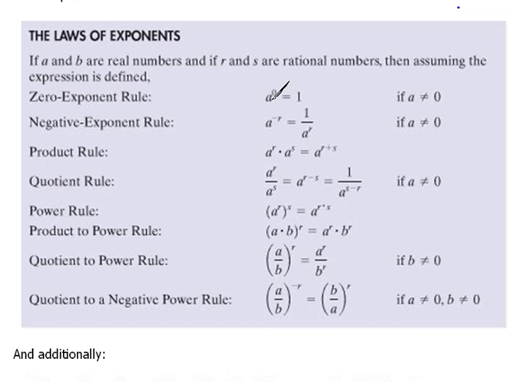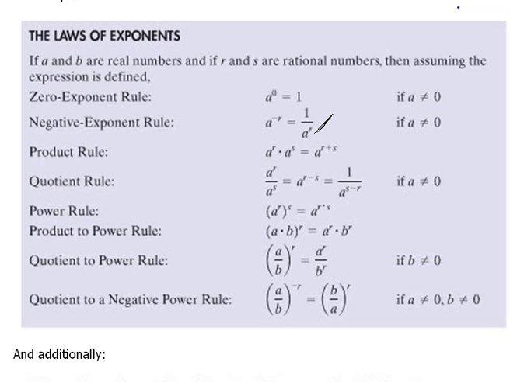Okay, so for our laws of exponents, we need to remember, first of all, the zero exponent rule, meaning anything raised to the zero power is 1, no matter what, as long as the base is not 0, because we don't have 0 to the 0. That's not defined. But any number to the 0 power is 1. Then we have our negative exponent rule that says if you've got a negative exponent, that's really the reciprocal.